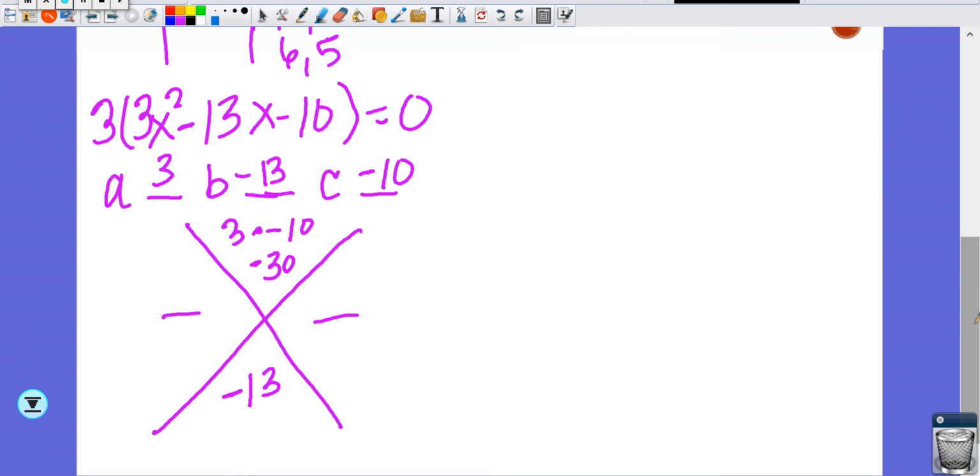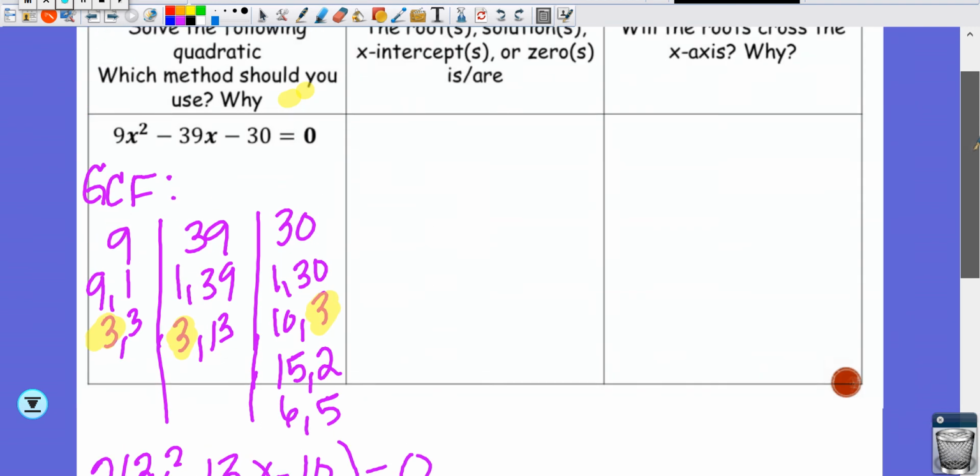Oh, wait just 1 minute. I don't think this one's factorable. Okay, so I know that one of those numbers needs to be negative 13. Because if I was doing 10 and 3, both of those numbers would need to be negative for this to work. Okay, let me go back and change the problem.